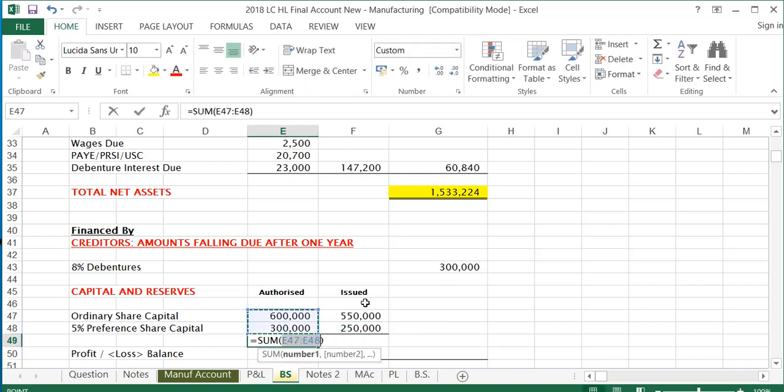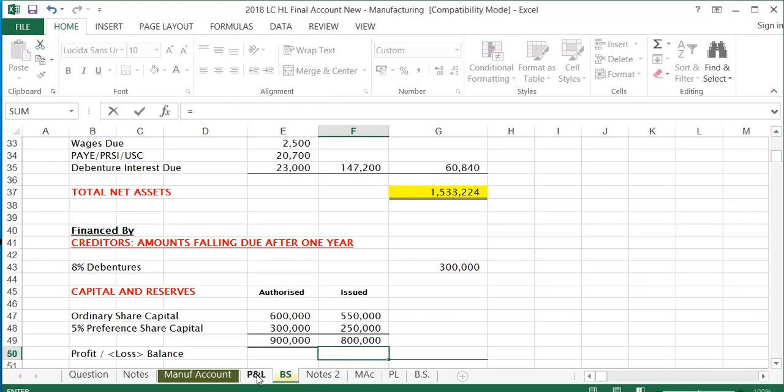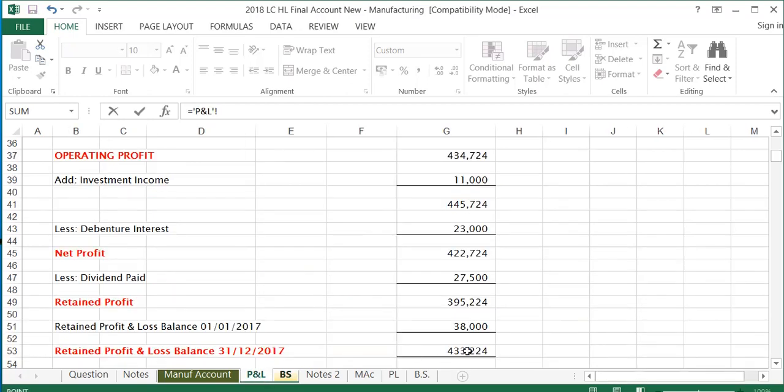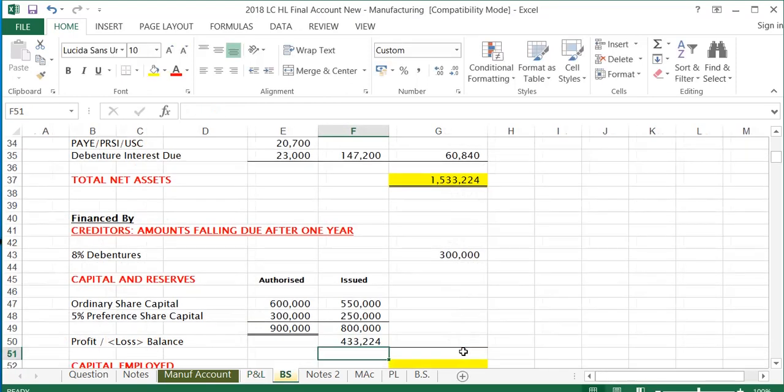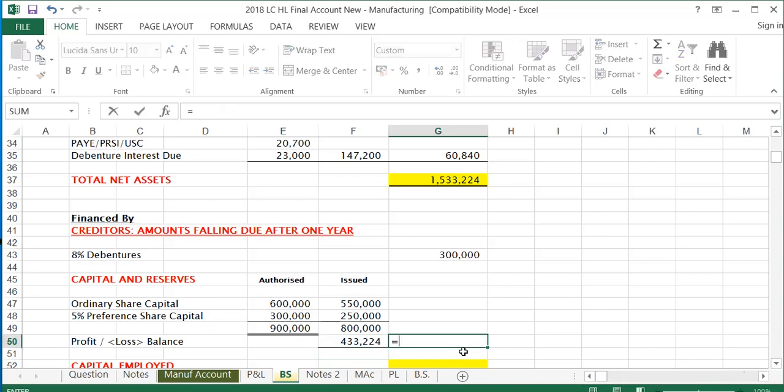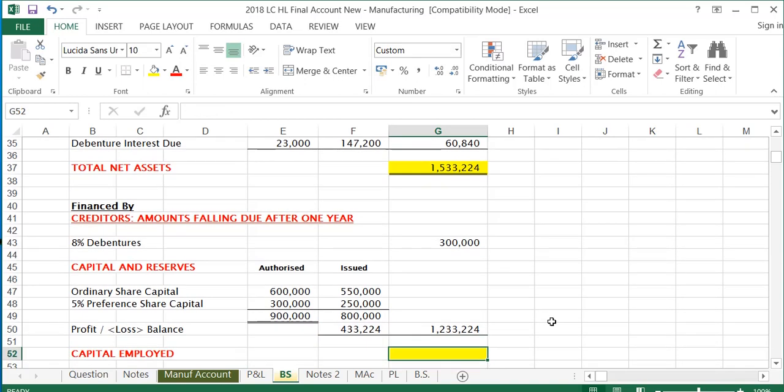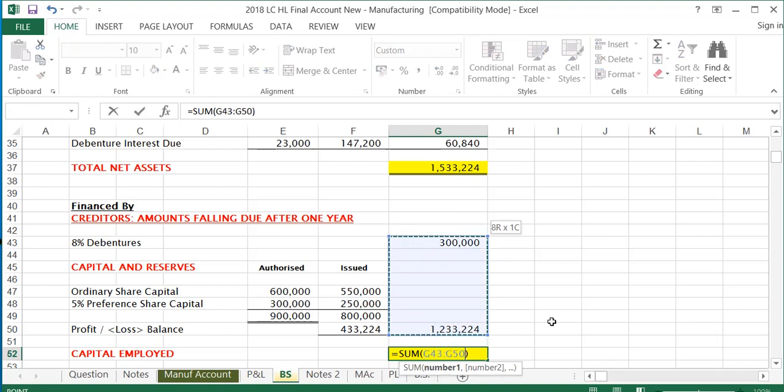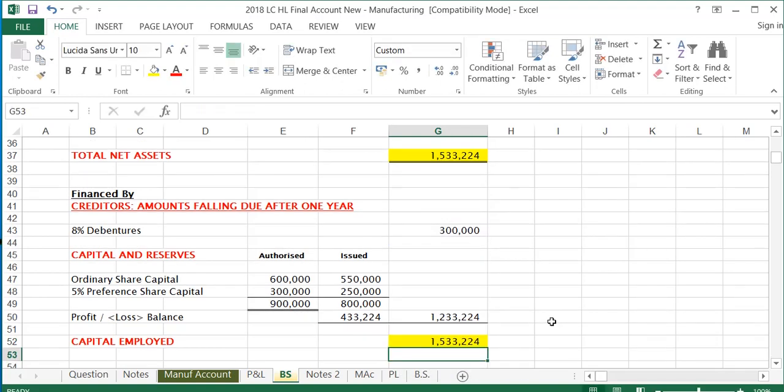Now I total this down and I can put a double line underneath because I don't use those figures. And I total my issued share capital, which gives me 800,000. And to that, I have to add my profit and loss balance, which is the final figure from my P&L of 433,224. So that leaves me with 1,233,224, and then I'm going to add that to my creditors amounts due greater than 1 year above. It gives me 1,533,224, and my balance sheet is balanced.